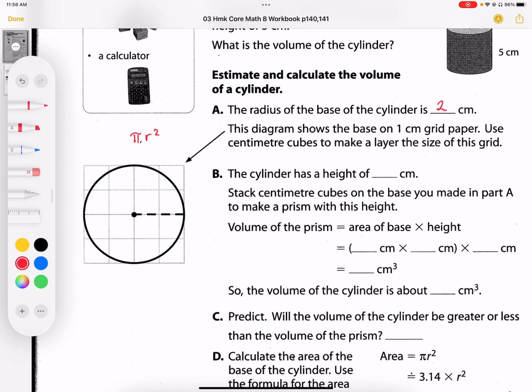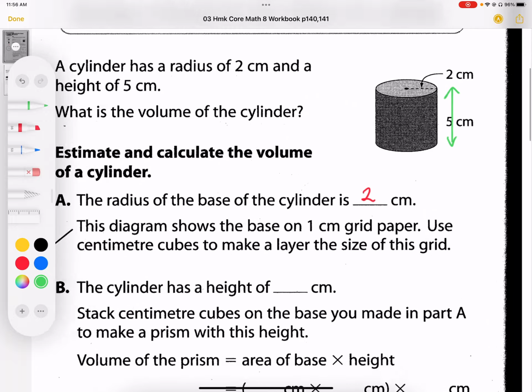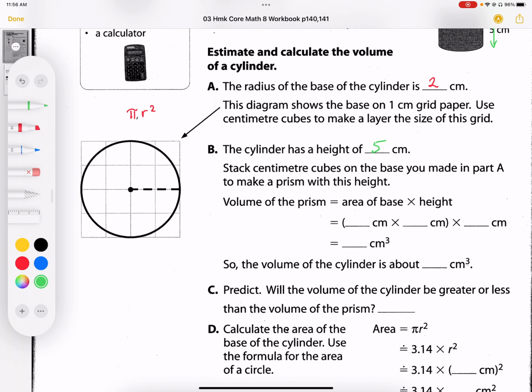So the cylinder has a height in this case. We're given the height. The height is 5 centimeters here. Okay, so there's our height, 5 centimeters. We're going to record that in here. Stack the centimeter cubes on the base that you made in part A and make a prism with this height.